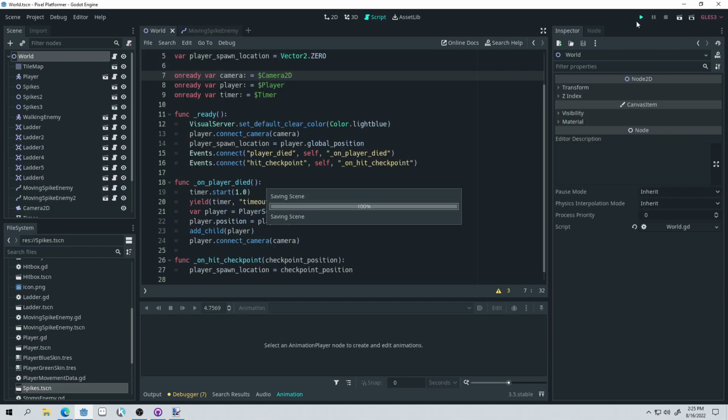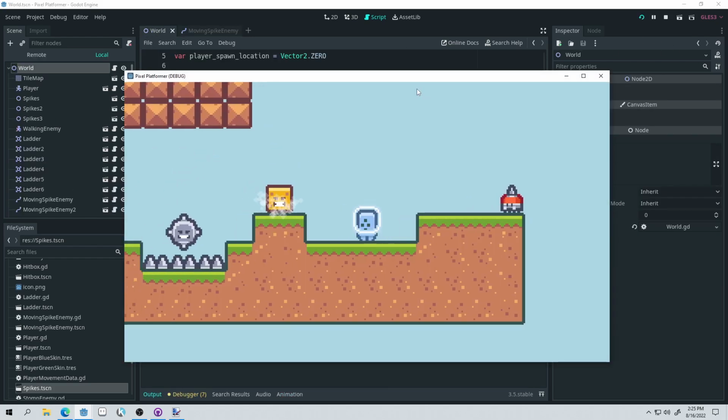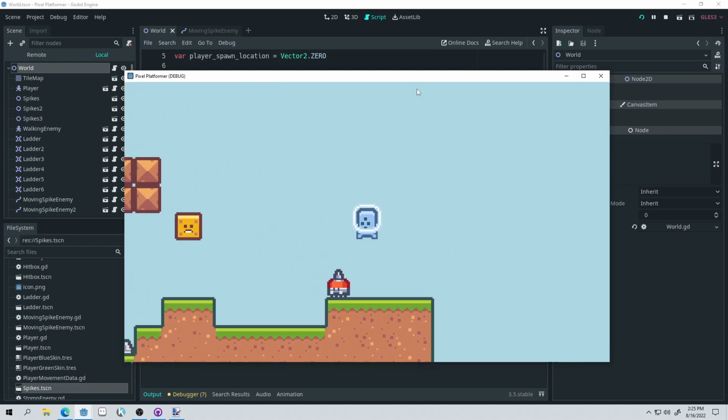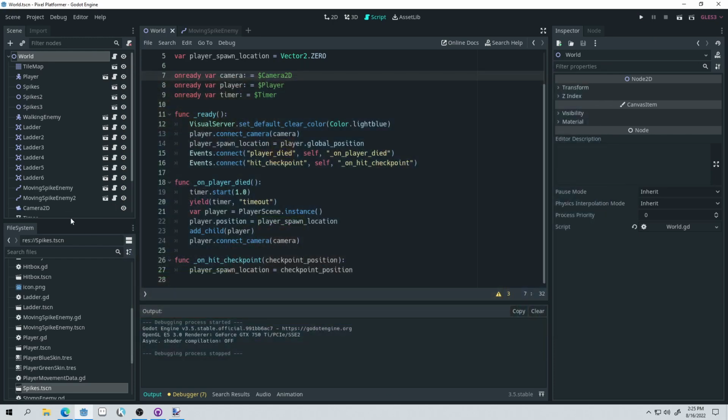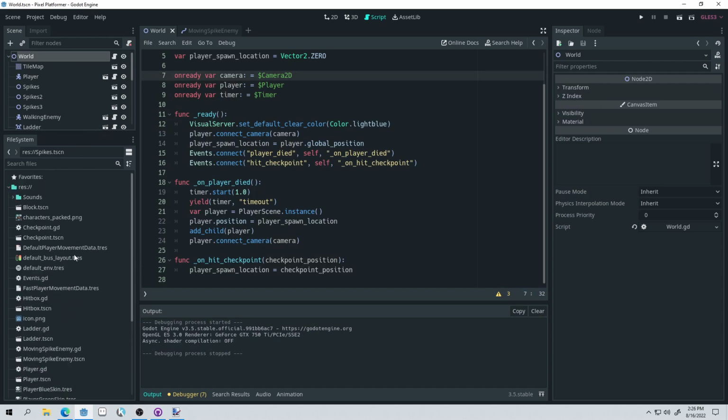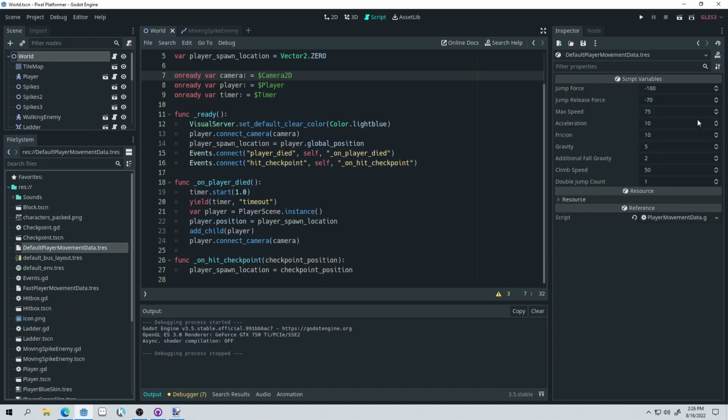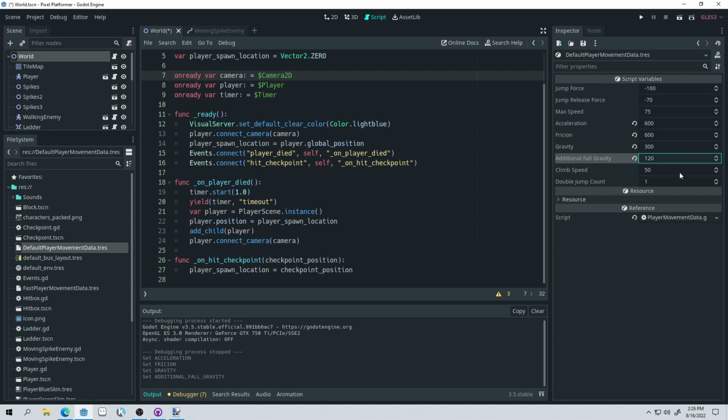Okay, so we have updated character movement to use delta. Let's go into our default movement data that we created and make sure to update it as well. So our acceleration is going to be 600. Our friction is going to be 600. Our gravity is going to be 300. Our additional fall gravity is going to be 120. And our climb speed and double jump stay the same.